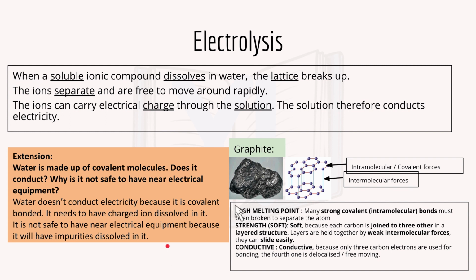So here's more on graphite. There are the intramolecular forces or covalent forces and the intermolecular forces. And we'll focus more on the conductive part. Conductive because only 3 carbon electrons are used for bonding, and the 4th one is delocalized or free moving.